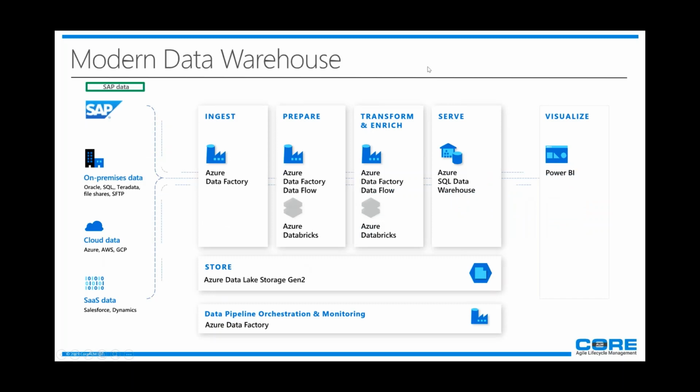So let's go ahead and look at a modern data warehouse environment. In this case, on the very far left, you're going to see your SAP content. You can have on-prem data, like Oracle, SQL, Teradata. You can have cloud data like Azure, Amazon Web Services, Google Cloud, whatever the case may be, as well as SaaS data like Salesforce and Dynamics. In order to ingest this content, you can use Azure Data Factory to do that. Azure Data Factory enables you to select multiple data providers and bring that into your Azure SQL data warehouse.